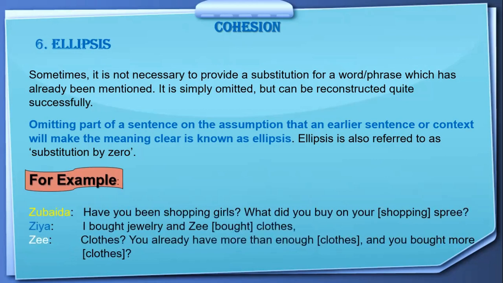For example, Zubeda: Have you been shopping, girls? What did you buy on your shopping spree? Zia: I bought jewelry, and Z bought clothes. Z: Clothes? You already have more than enough. And you bought more clothes. You see here the words are given in brackets, as in the first sentence, Zubeda talks about and omits the word shopping, and Zia omits the word bought, and again Z omits the word clothes two times in the sentences. So this omission is called ellipsis in cohesion.